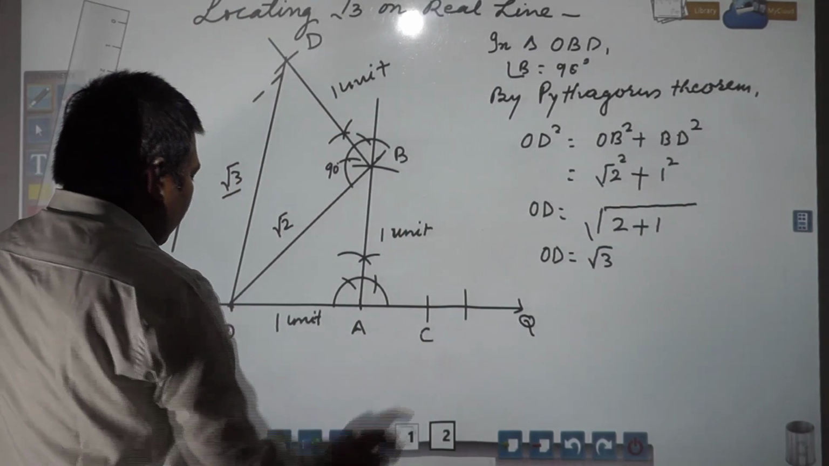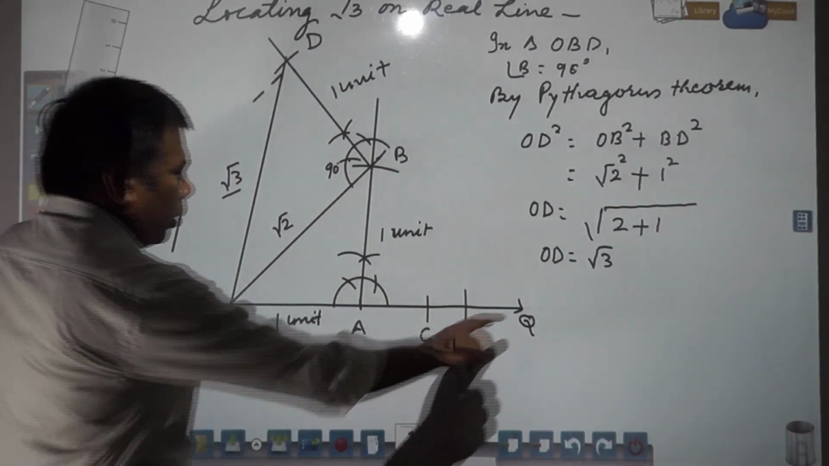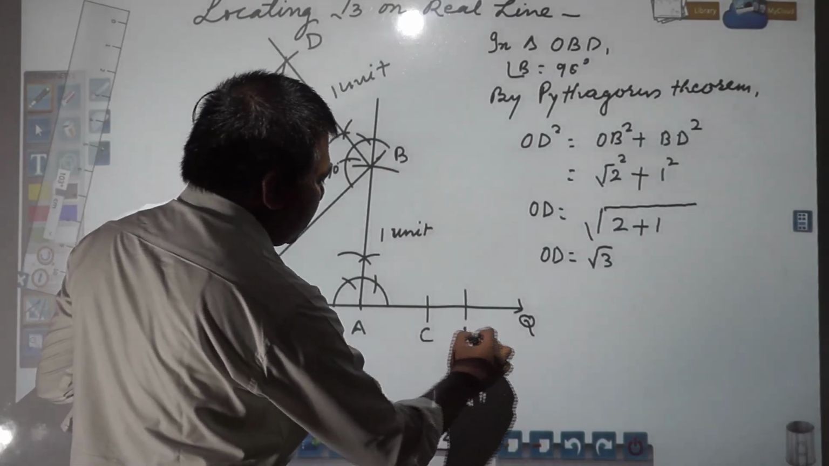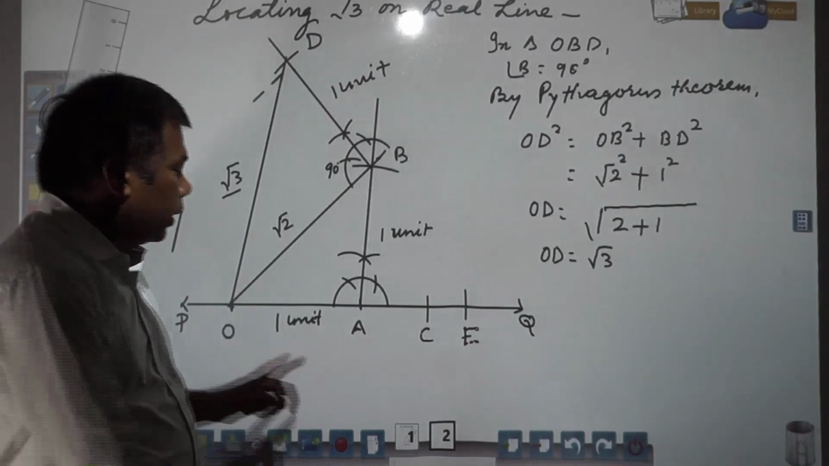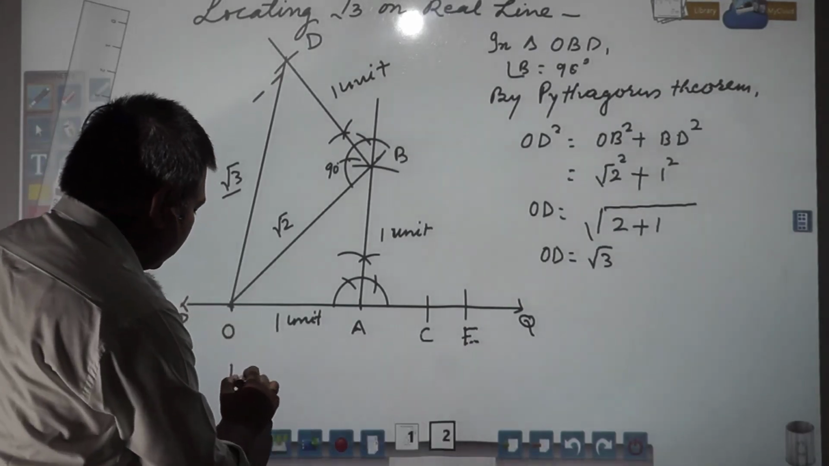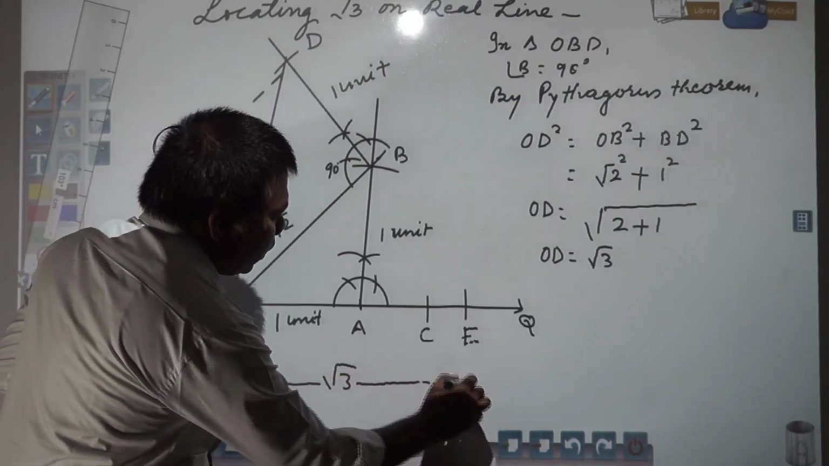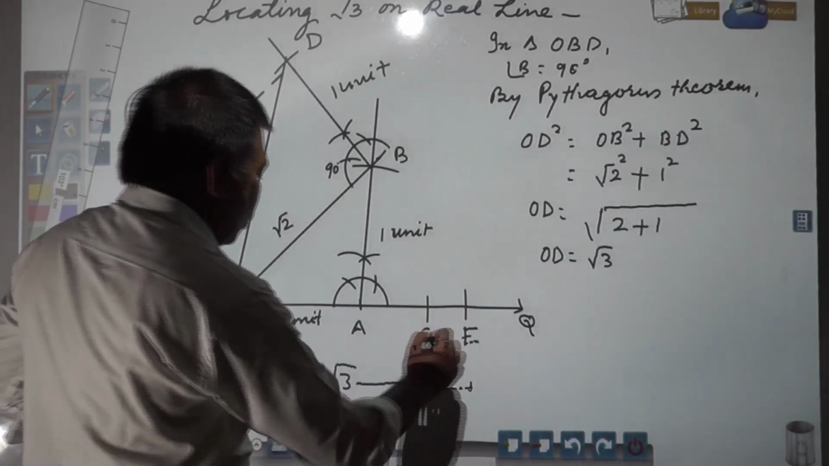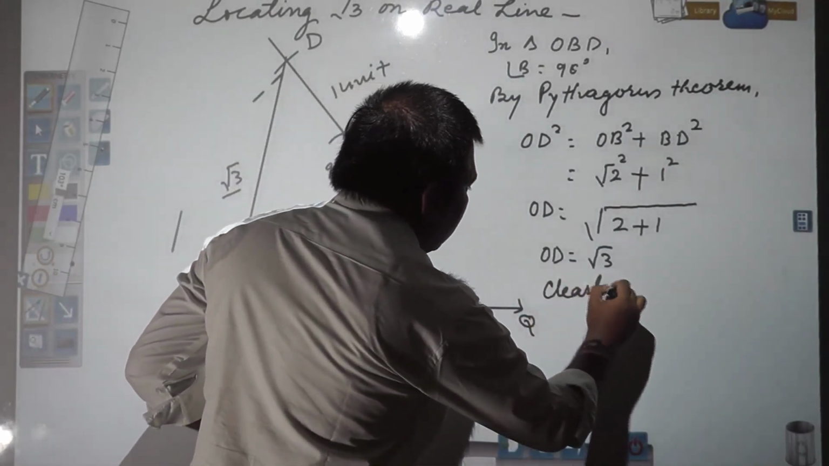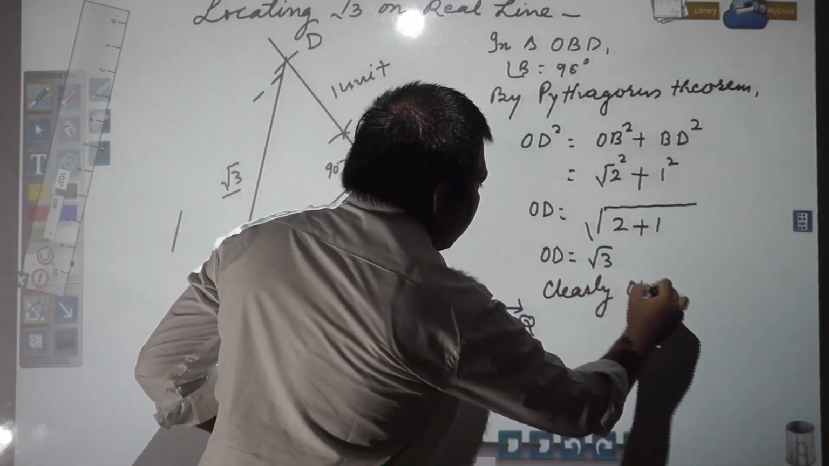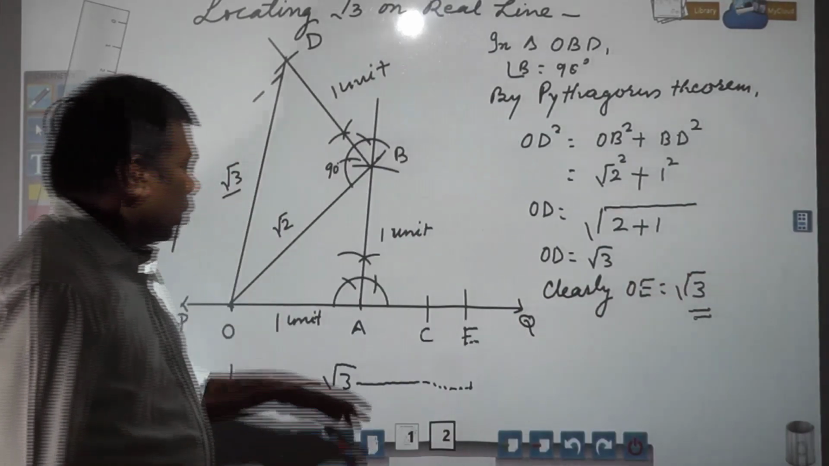Now this arc what you have got over here, this intersecting point on PQ, name it. Suppose this is E. So now OE what you got, that is your root 3. This OE is your root 3. So here you can write clearly, OE is equal to root 3. So like this you can draw.